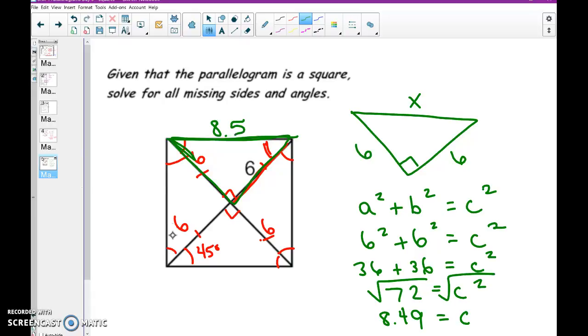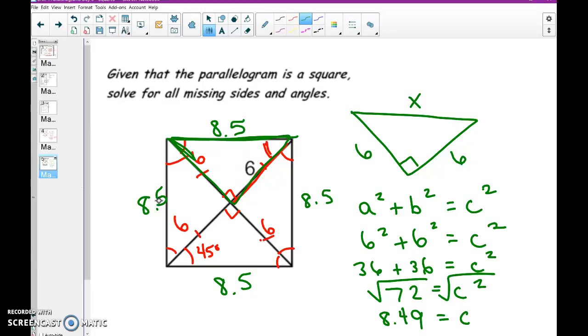Now, what do I know about all the sides of a square? They're all congruent. So if this is 8.5, so is this, so is this, so is this. Aren't squares awesome? They're like the best shape ever. They're so easy to deal with. Feel free to rewind if you need to.